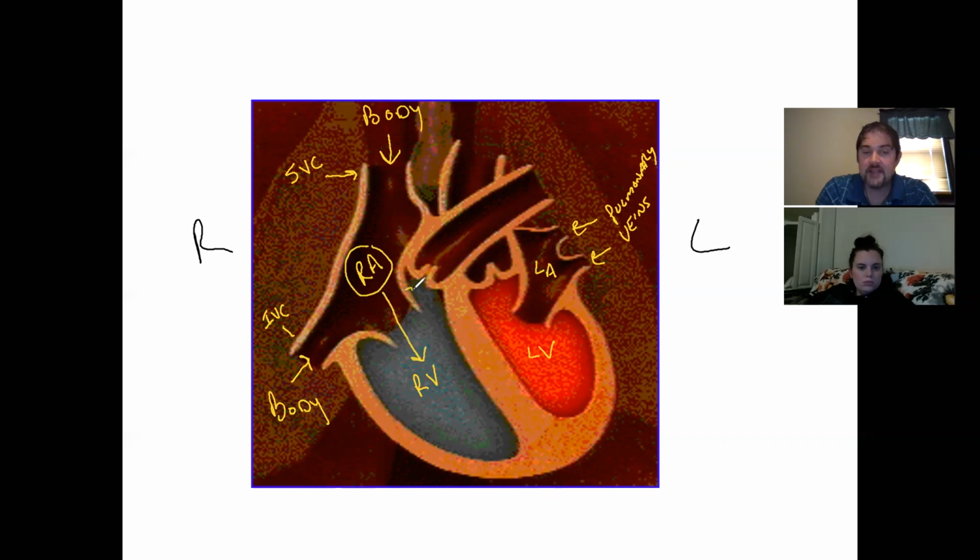And in order to do that, it's got to go through this valve right there. And we talked about these valves the other day, right? That guy's called the tricuspid, right?